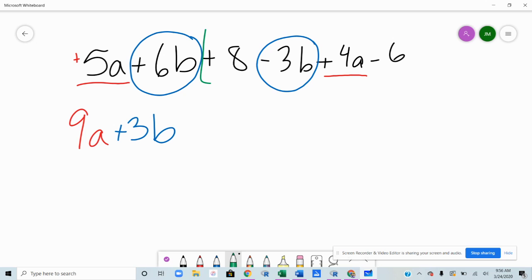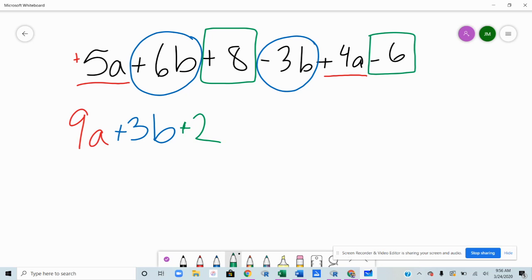I've got this plus 8. I've got this constant. Remember, we talked about constants, your numbers without a variable attached. And I'm looking for any other constants. I have negative 6. So I've got 8 minus 6, 8 minus 6 plus 2. So your answer is 9a plus 3b plus 2.